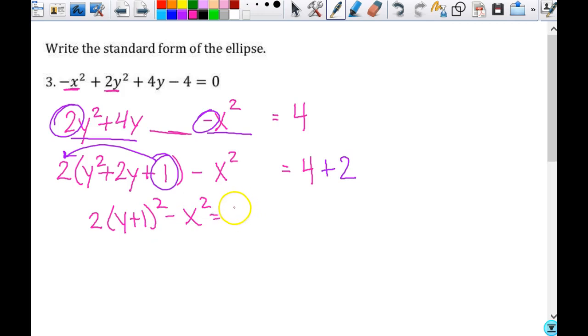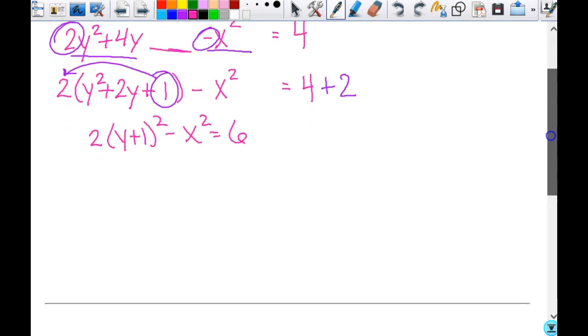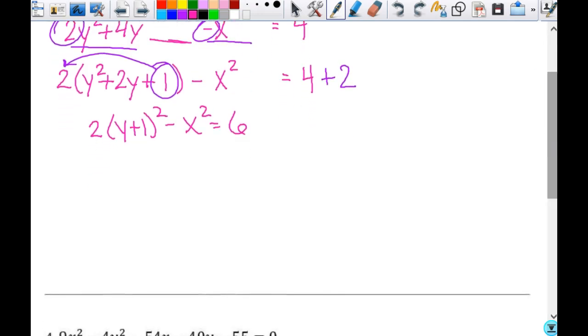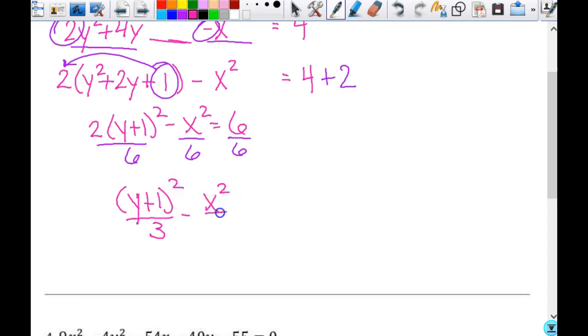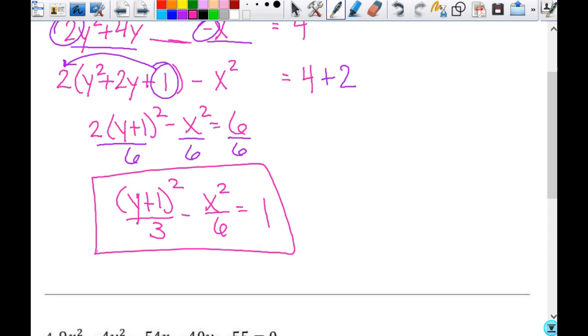equals what? 6. Okay. Then the last step to get it into the form I really want is to do what? Divide. I'm going to divide everything by 6. And then you reduce. So I reduce this, and this becomes y plus 1 squared over 3 minus x squared over 6 equals 1. And there is your equation in standard form. Okay.